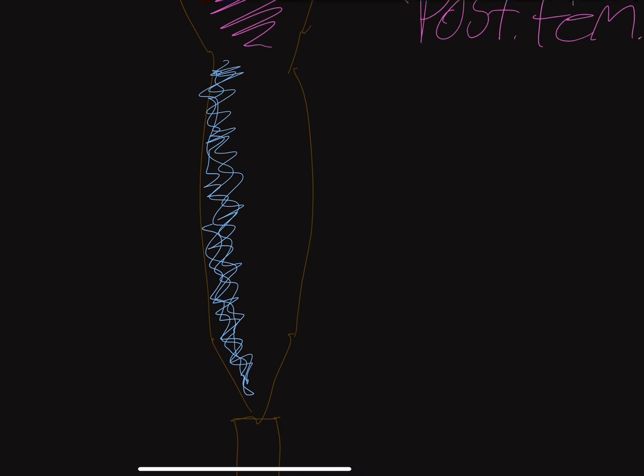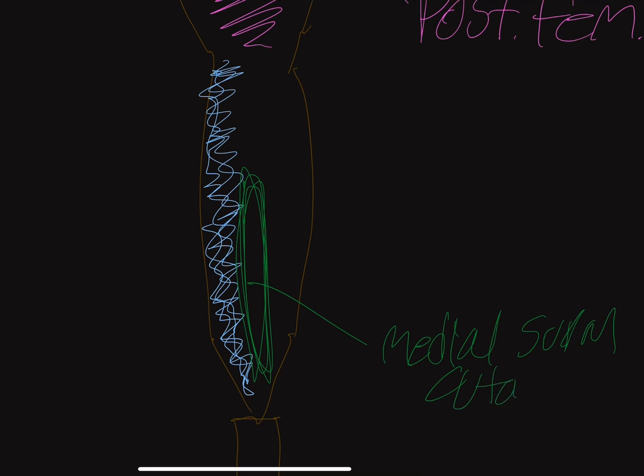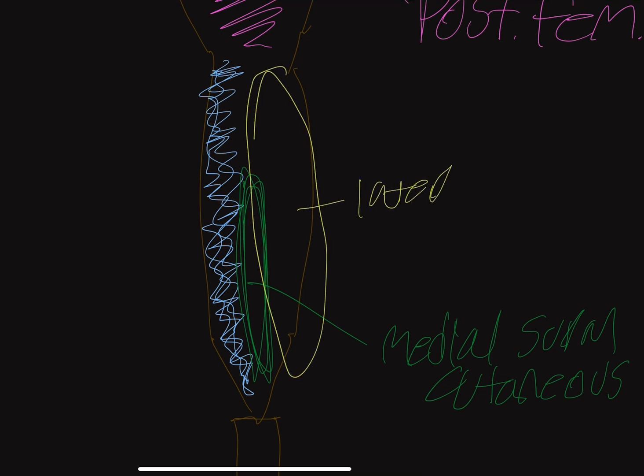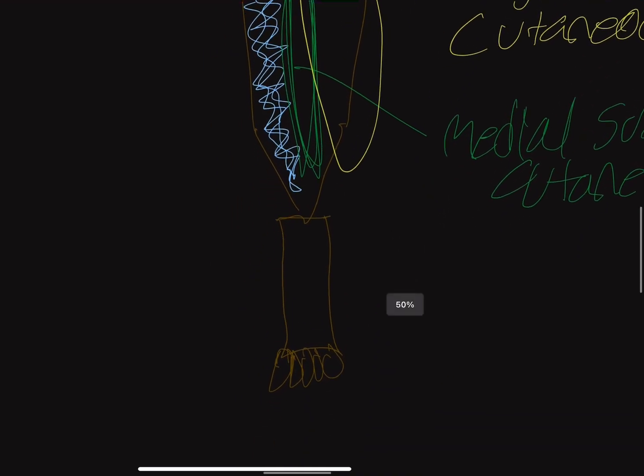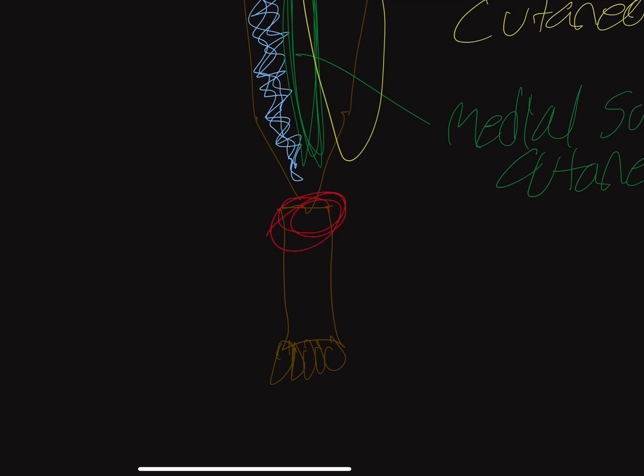If we come in here, there's a little section here. Oh, different color. Let's do green. Right? This section here is going to be your medial serocutaneous. And then we're going to have your lateral serocutaneous. Right? And then this back part, that's your heel. Okay? That's going to be innervated by some of the tibial nerve or branches from it.